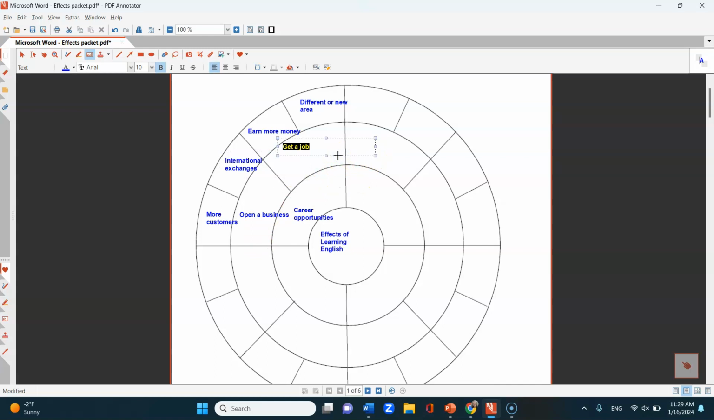One is getting a job, right? Like working for a company. But another one is opening a business, having my own company. So these are different, and I could give several examples for each one. So when it comes time to write my paragraph about this, I use this whole kind of, let's say, slice, this whole piece of the pizza, and I have lots of different examples that I could put inside my body paragraph. So what else can we think of in terms of the effects of learning English?